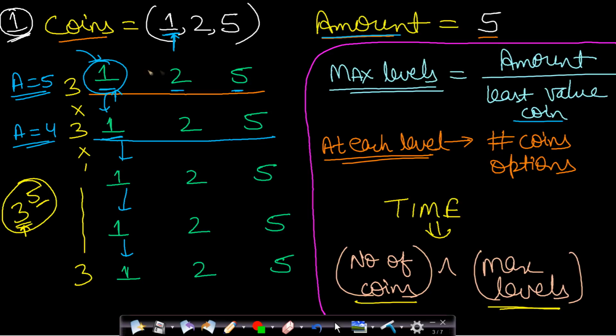If you start from the first level, and let us say at the first level you selected this 1, and after selecting this 1 at the second level you selected this 2. Okay, so now the new amount to be found at the third level will be equal to 5 minus (1 plus 2), which will be equal to 2, because you have already selected 1 and 2. Therefore you need to remove this from the total amount to be found.